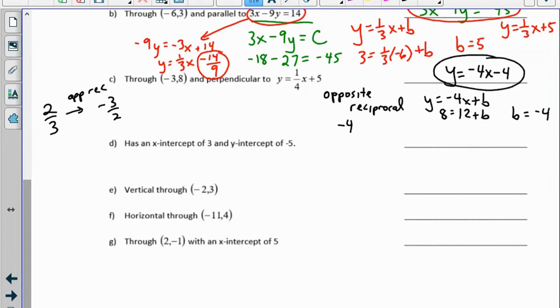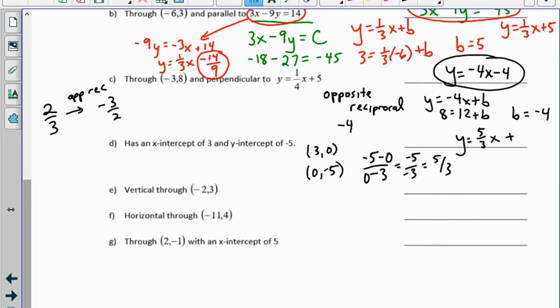Letter D, x-intercept of 3 and y-intercept of negative 5. That means I have 3 comma 0 and 0 comma negative 5 on my line. So what I can do is figure out the slope of that. Negative 5 minus 0 over 0 minus 3. That's a slope of negative 5 over negative 3, or 5/3. So then I can just write y equals 5/3 x minus 5. The reason I can just put in minus 5 is it already told me what the y-intercept was. So slope-intercept form is really easy there.